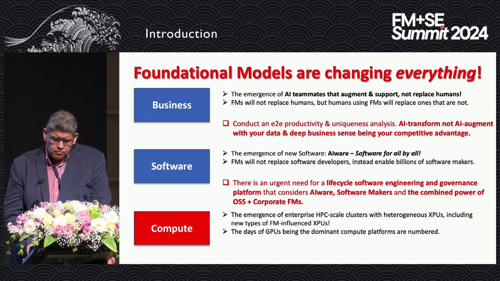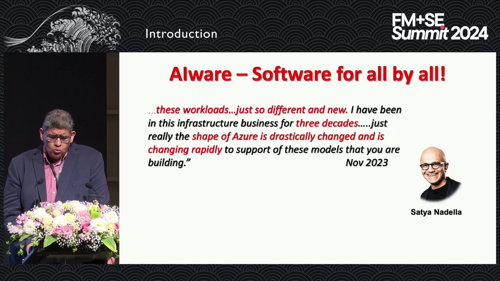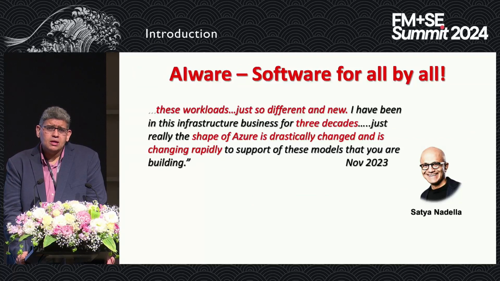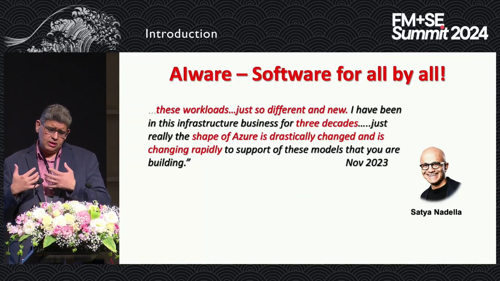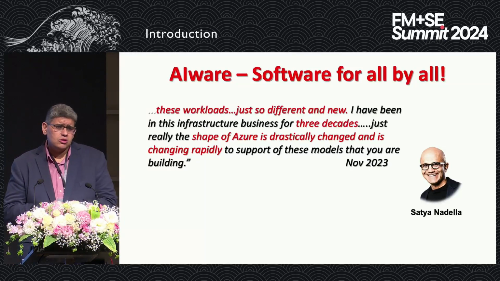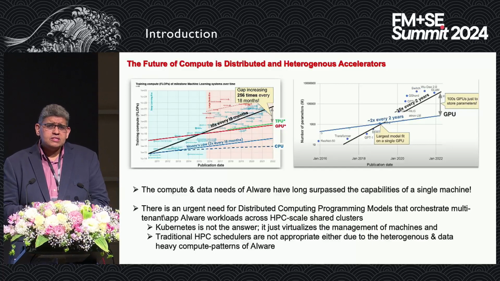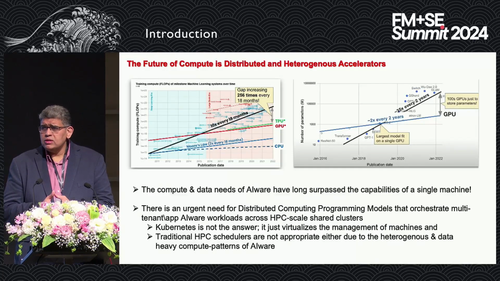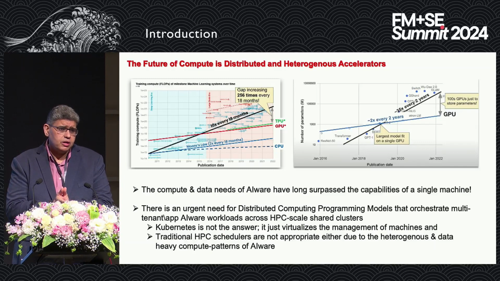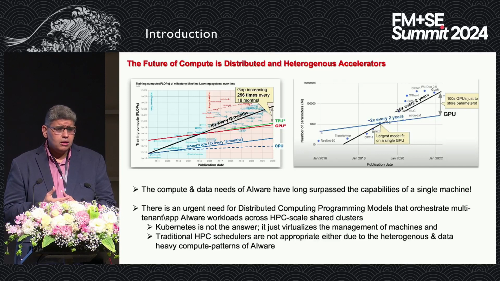Now, for the last part, I want to talk very briefly about the AIware itself, the compute. Satya Nadella is recognizing that the type of workloads these computes are putting on our infrastructure in Azure is something we have never seen in the last 30-plus years. Okay. And two things have happened. First, you can no longer run these things on a single machine, even if you have domain-specific hardware. Even if you have accelerators, you cannot run them on a single compute node, even if it has multiple cards, because either the compute requirements are too high or the data requirements are too high.